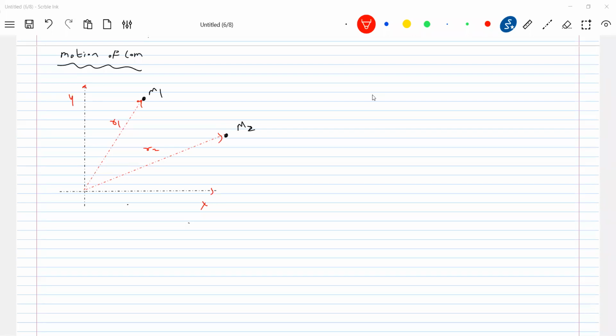Let me take the motion of center of mass. Let me assume two particles of mass m1 and m2. They are lying in a plane.